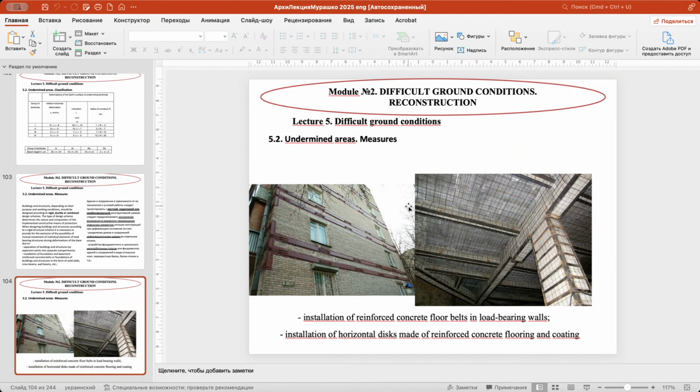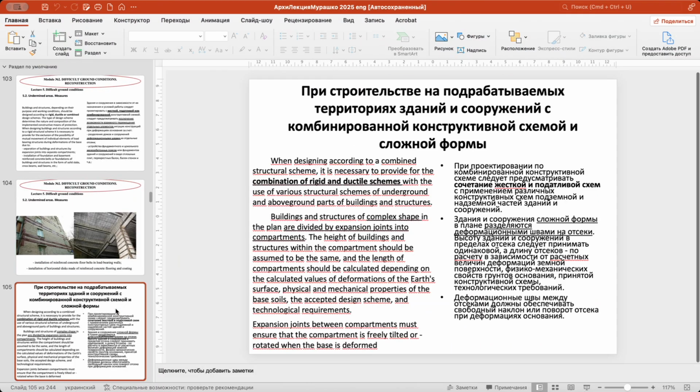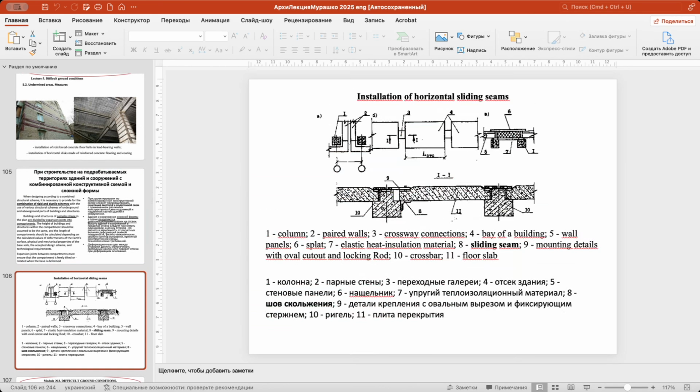So first it is rigid, and for example, for an existing building, it's better to make such kind of metal belts or reinforced concrete solutions to make it stronger. And also we can use a combined scheme. So, and here is the solution for the combined scheme.